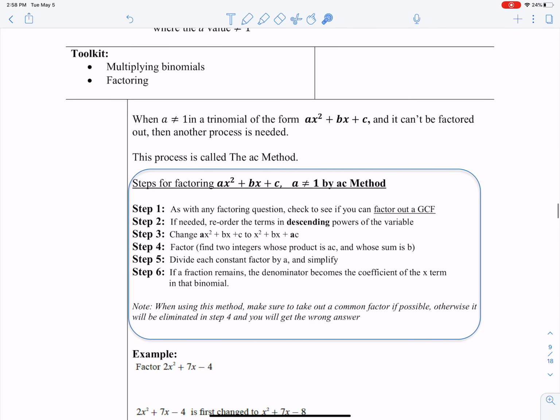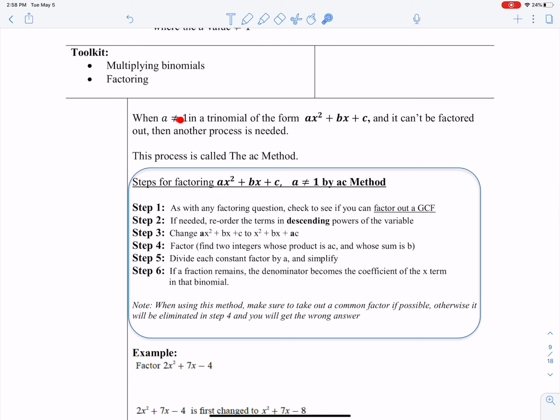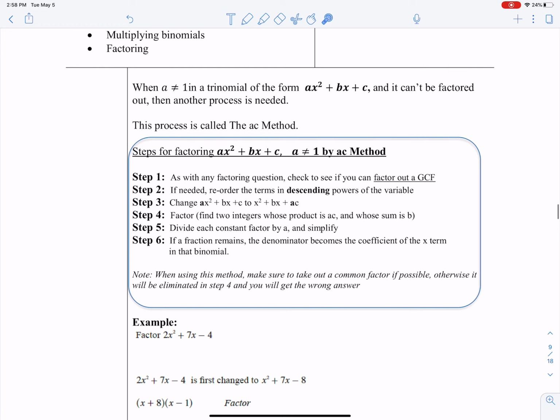So when a is not 1, in the trinomial form where we have ax squared plus bx plus c, and it can't be factored out, then another process is needed. This process is called the AC method. So, steps for factoring with the AC method.